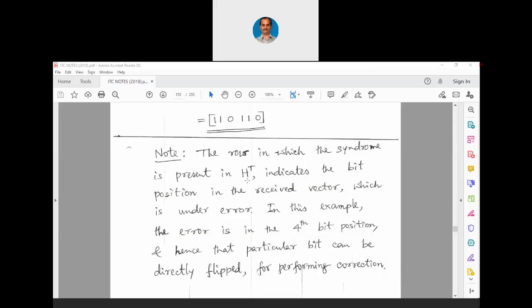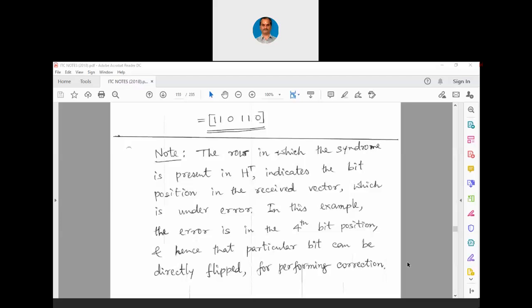Now based on that I had discussed this note that the row in which the syndrome is present in the H transpose indicates the bit position in the received vector which is under error. In the example which we worked out, the error was in the 4th bit position, and hence that particular bit can be directly flipped for performing the correction.